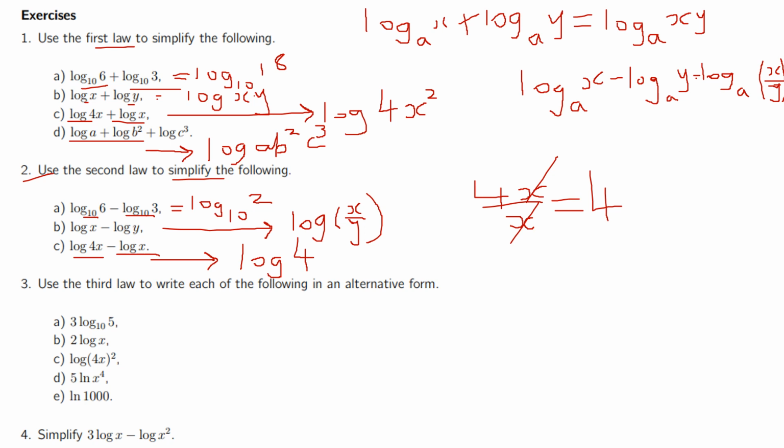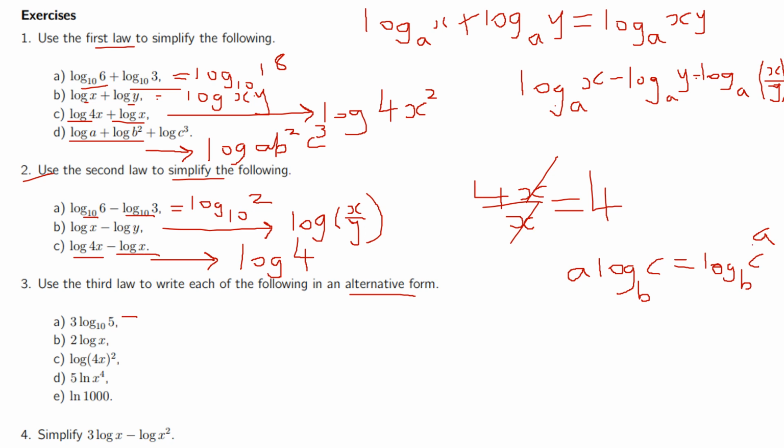For question number 3, again, you use the third law to write each of the following in an alternative form. This one says that if I have log to the base b of c, then I can write that as log to the base b of c to the power of a. I'll bring that forward as a, so c to the power of a.